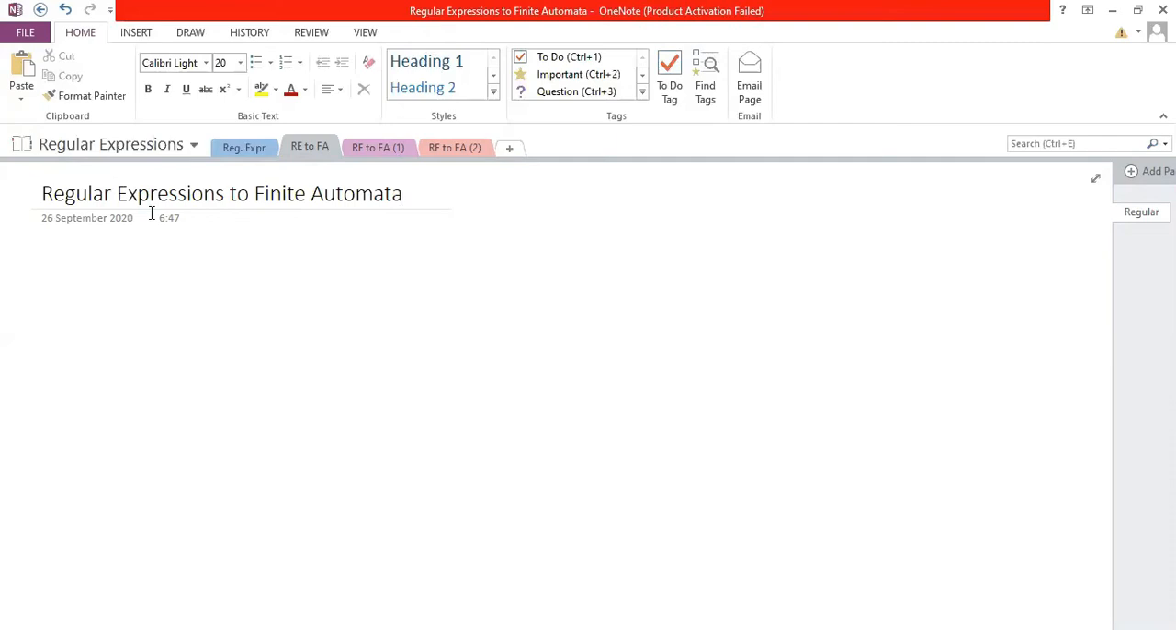Hi students, in the last session we were talking about regular expressions: what is the definition of a regular expression, how do I write a regular expression, and we also observed many examples there. So today we will have a look at how to convert regular expressions to a finite automata.